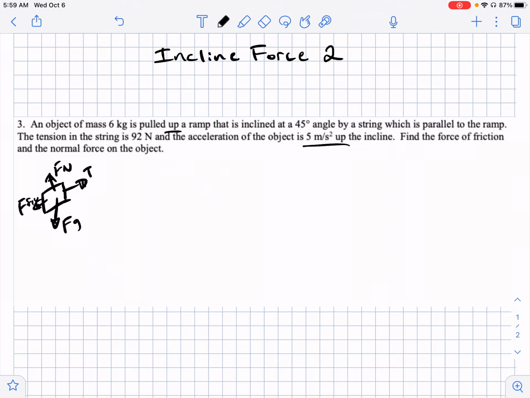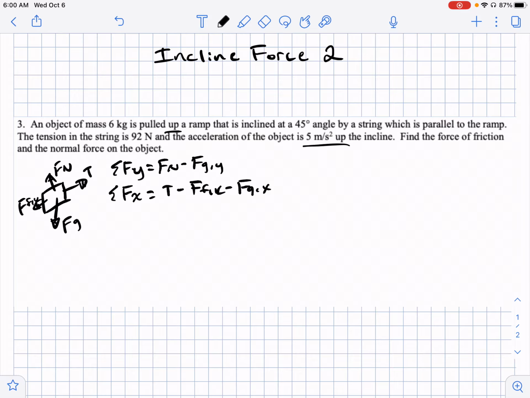And so from here, let's go ahead and make our net force equations. We have the net force equation for the y direction, and it's going to be equal to the normal force minus our y component, so FGY. In the x direction, we have tension minus, we have two that are going down the ramp. We have our friction and our x component of the weight. So there's my two net force equations.